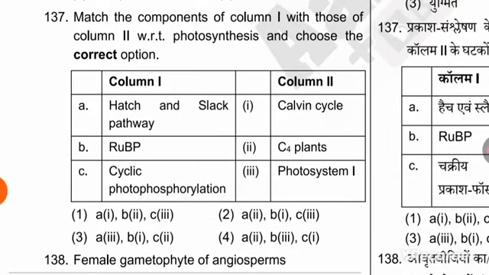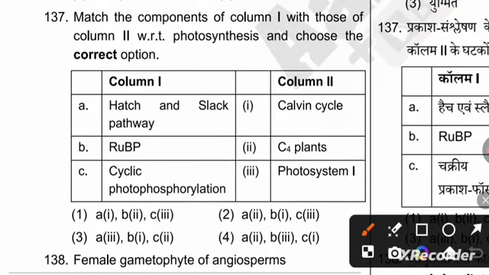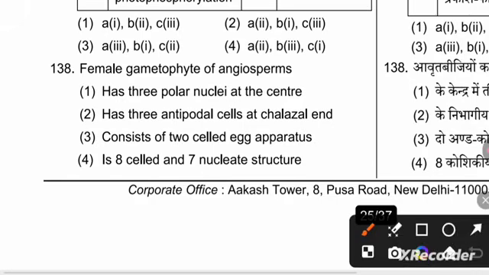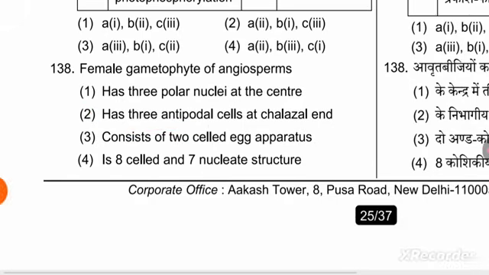137th question. Hatch-Slack pathway is also called the C4 pathway. Ribulose bisphosphate is used in the Calvin cycle. Then cyclic photophosphorylation is in photosystem 1. Then 138 question. Female gametophyte of angiosperm has 3 antipodal cells at the chalazal end. It is the right one for this question.